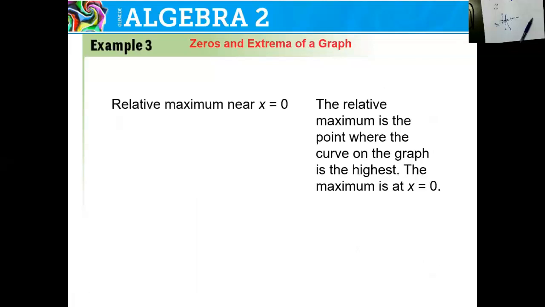And then we have a relative maximum near 0. The relative maximum is the point on the graph where the curve on the graph is the highest in that relative section. Okay, you're not talking about the entire graph. You're talking about that relative section.